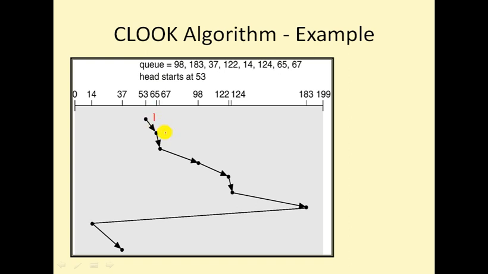Okay, from 65 to 67, so I am marking the moves. This is my first move. From 65 to 67 is the second move, then this is the third move. From 98 to 122 is the fourth move, 122 to 124 is the fifth move, and 124 to 183 is the sixth move. Like in the LOOK algorithm, it stops at 183. It doesn't touch the end. Okay, but here the difference is from 183 it reverses.